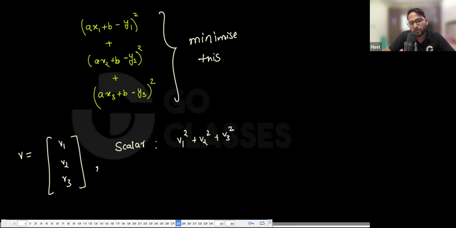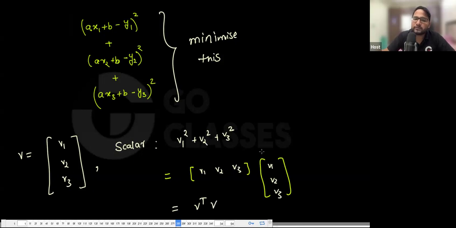If I ask you that, can you relate this vector and scalar? Can you rewrite this scalar? One way to rewrite this scalar in terms of the vector will be like this: this is v1, v2, v3, and this is v1, v2, v3. Do you agree that this scalar, v1 square plus v2 square plus v3 square, is the same as v transpose v, right?